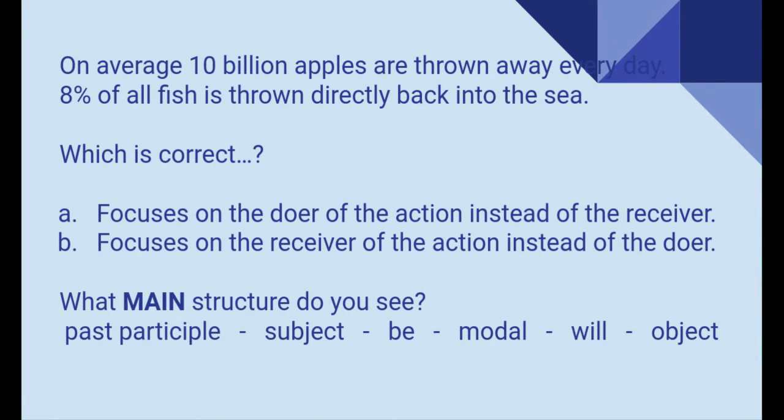I want you to please read the sentences. On average, 10 billion apples are thrown away every day. 80% of all fish is thrown directly back into the sea. Which of these options is correct? The sentences focus on the doer of the action instead of the receiver, or they focus on the receiver of the action instead of the doer. Now, what is the main structure that you see? Please pause the video while you think about this.